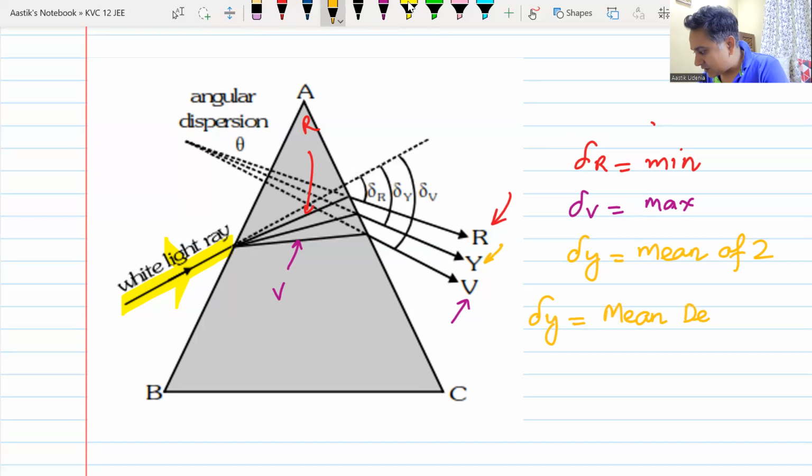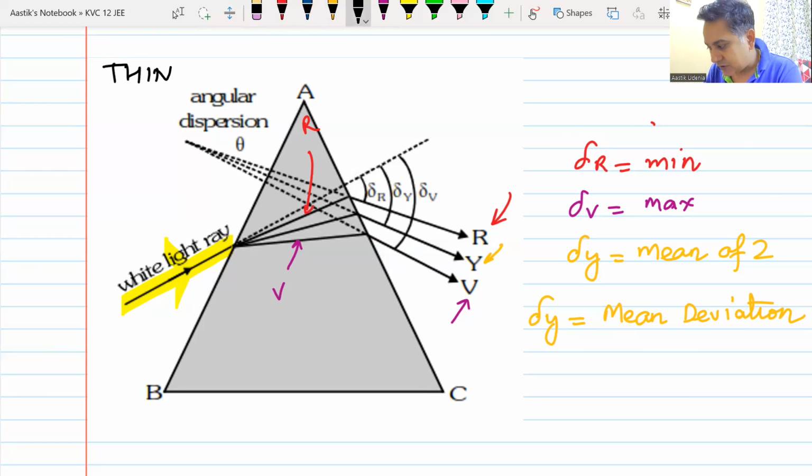Do we understand this? This is the first term that you have to understand here: mean deviation, which is the deviation of our own friendly yellow light. And whenever a question comes on dispersion, that will only come for thin prisms. Dispersion by thin prism, because that is the only thing that is there in your course.